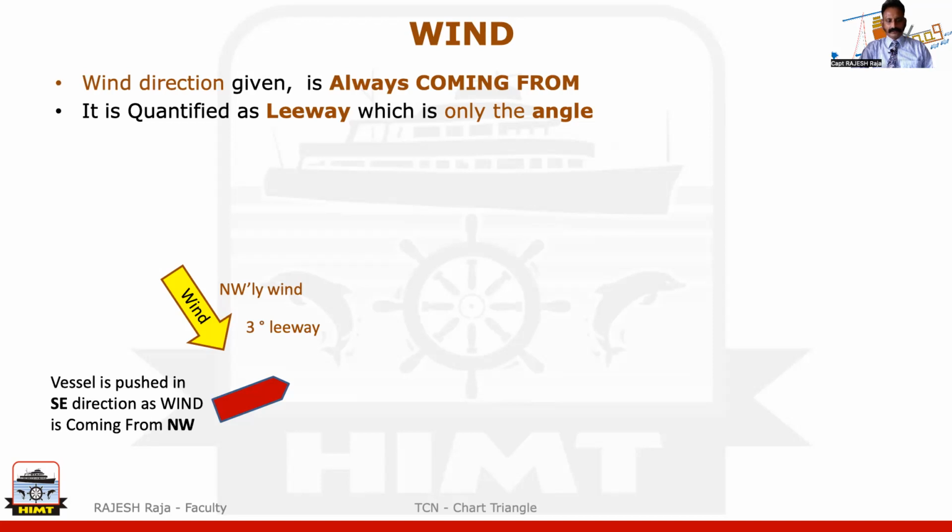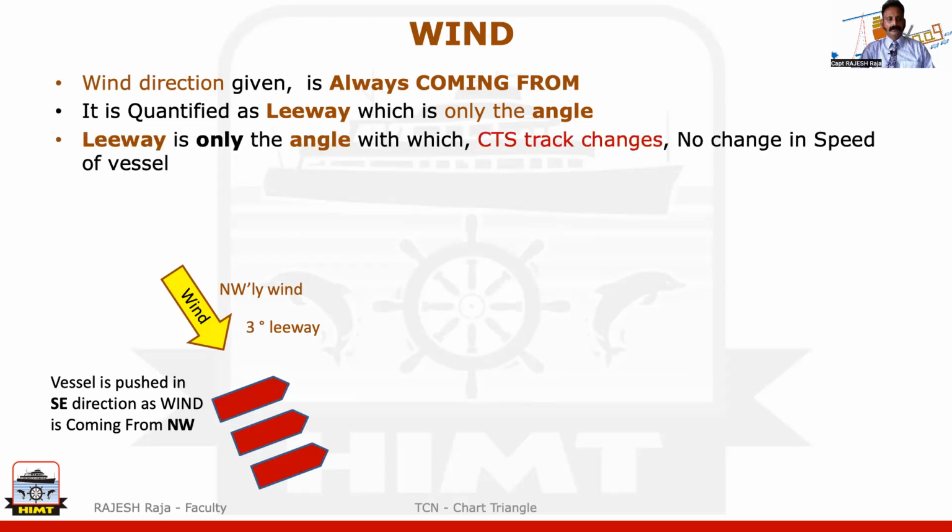But you should realize that if I have a northwesterly wind, my vessel is going to get pushed towards the southeasterly direction. So this is the change between how a current is depicted and a wind is depicted. Okay. Now leeway, as I told you, is in the form of an angle. You always give it an angle only. And what is this angle?